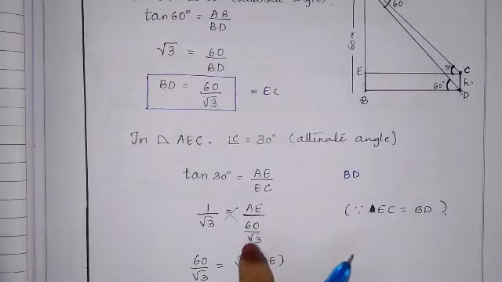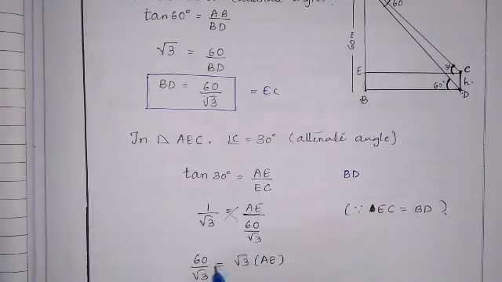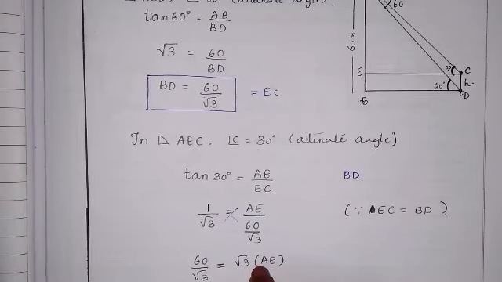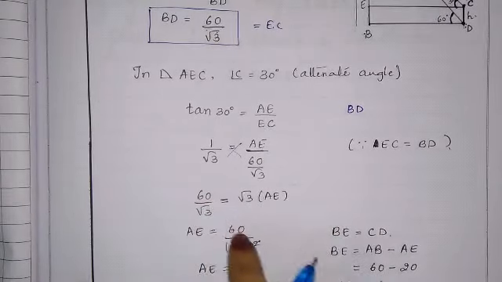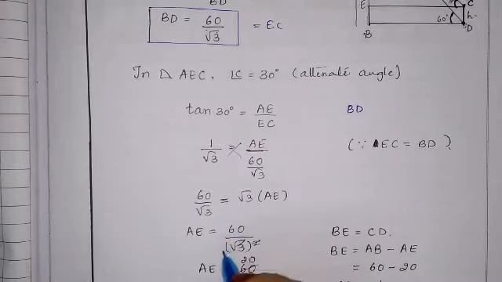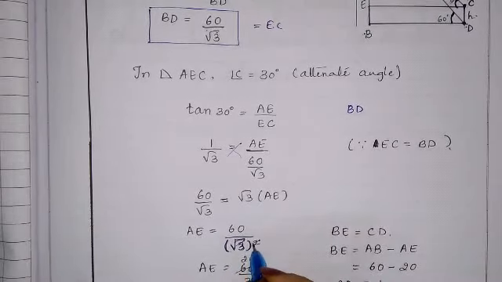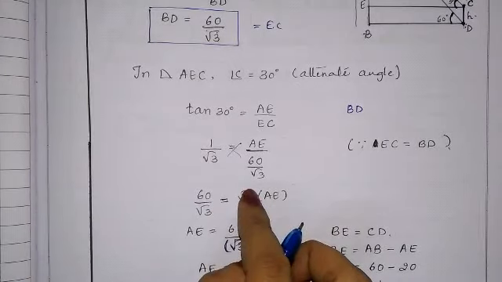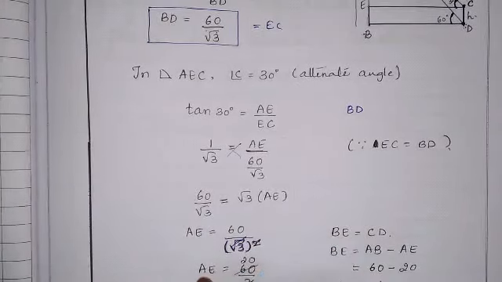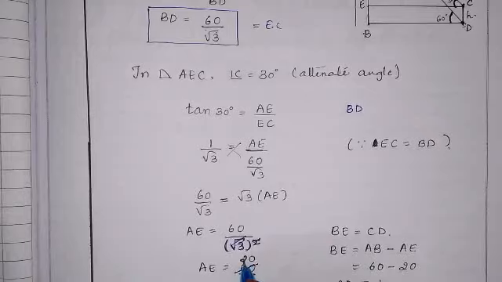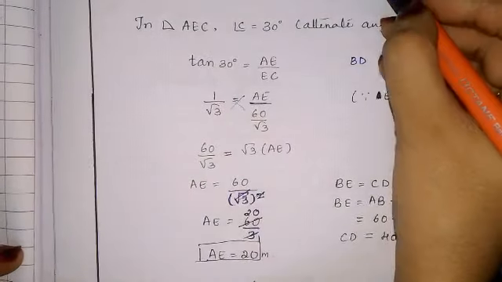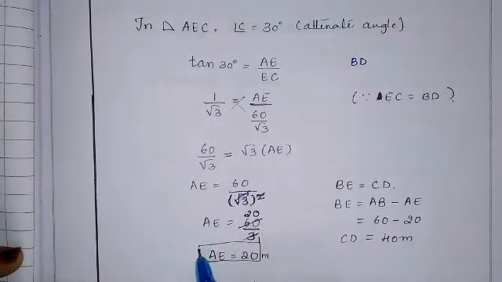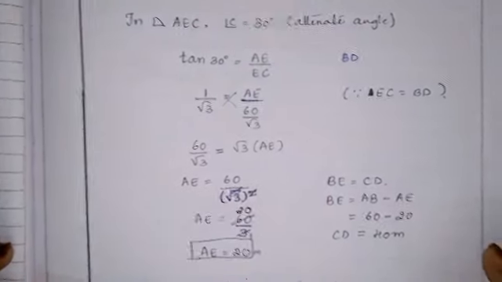Now let us cross multiply. 60 over root 3 into 1 equals root 3 into AE. Now the value of AE is 60 upon root 3 into root 3. Root 3 into root 3 is root 3 square, so square and root get cancelled. AE is equal to 60 by 3. 3 ones are 3, 3 twos are 6, 0 as it is. So the AE value we got is 20. But they didn't ask us to find AE, they have told us to find CD. The AE value we got is 20 meter.